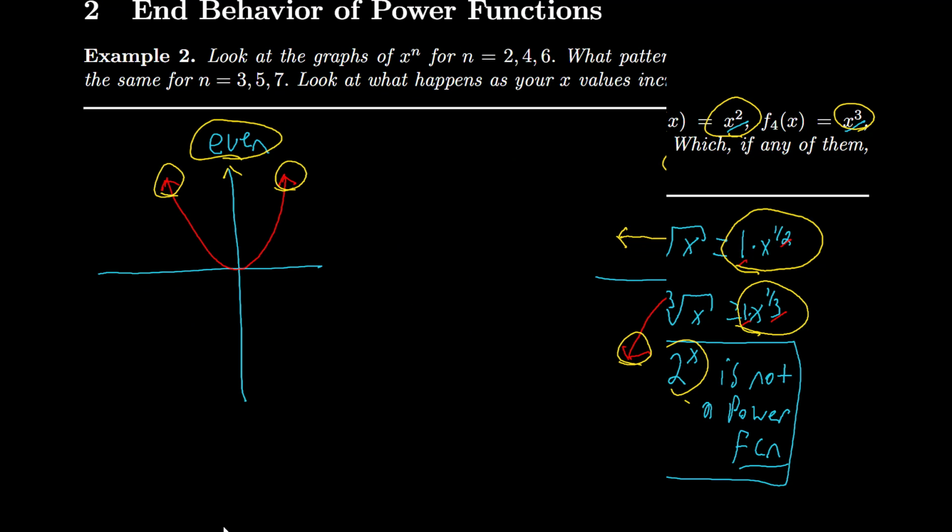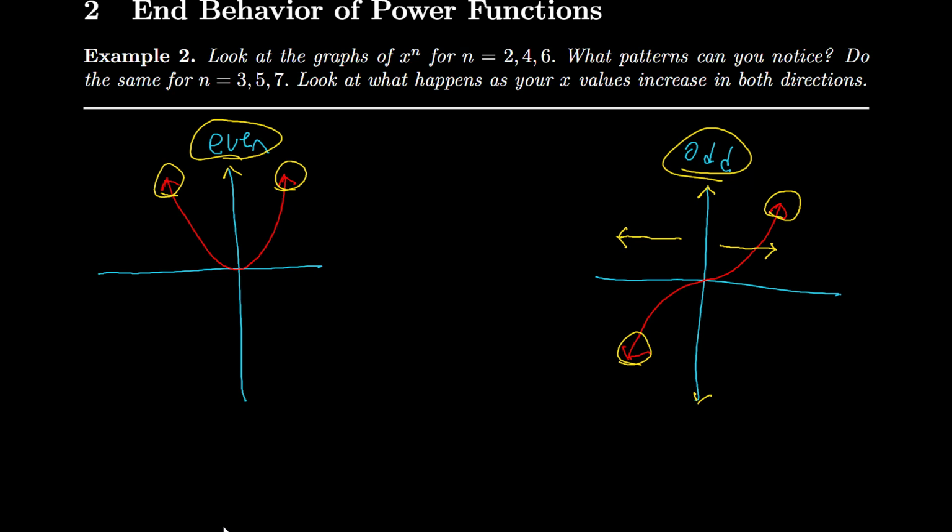Let's move on. I said, look at the graphs of x to the n for n equals 2, 4, and 6. What patterns can you notice? Do the same for 3, 5, and 7. Look at what happens as your x values increase in both directions. You're welcome to go on Desmos and graph x squared, x to the 4th, x to the 6th, and so on, and then the same thing for 3, 5, and 7. But I'll give you the long and short of it here.